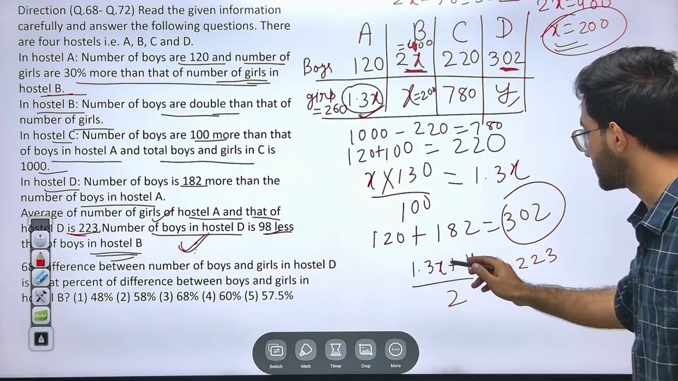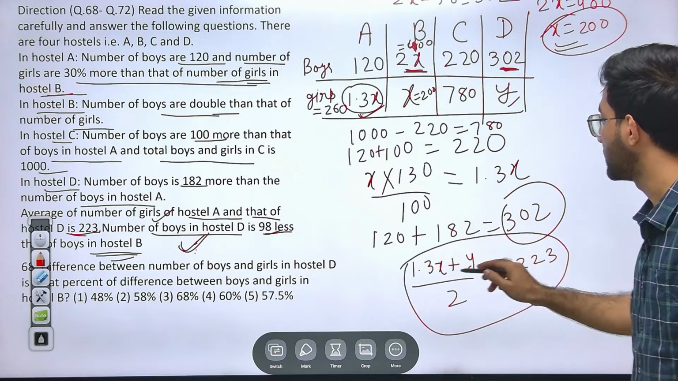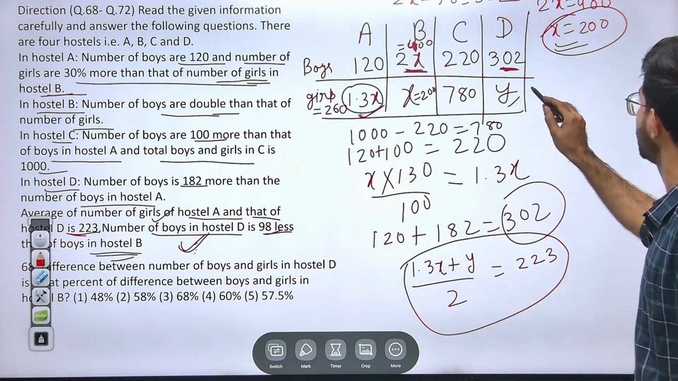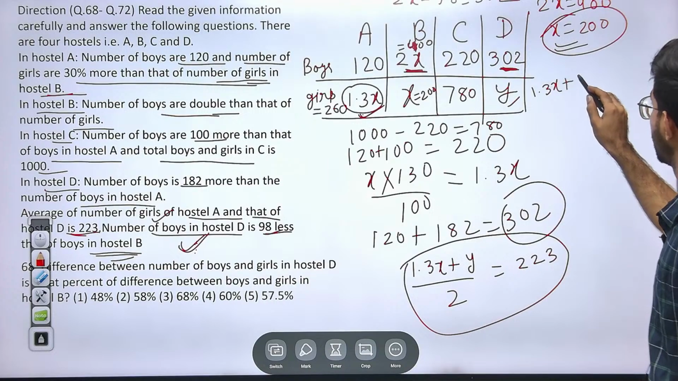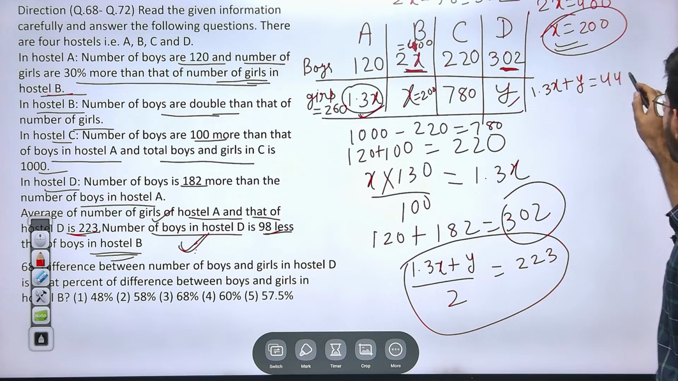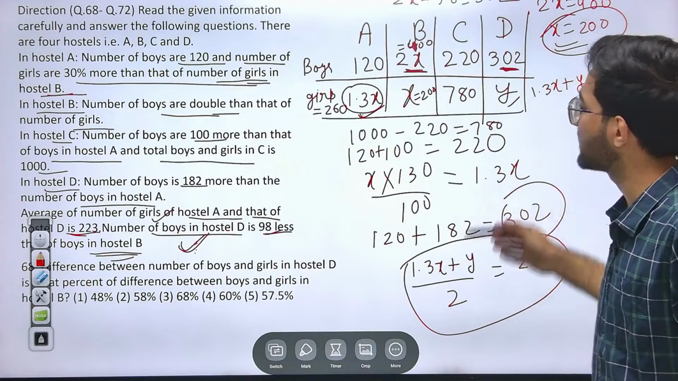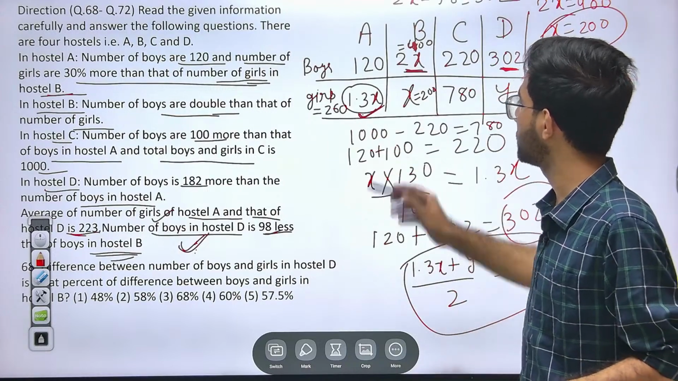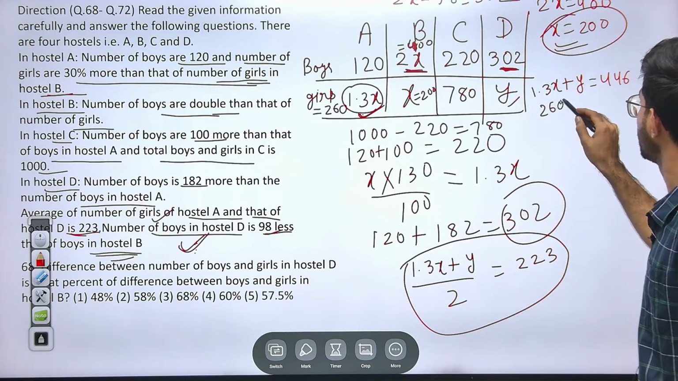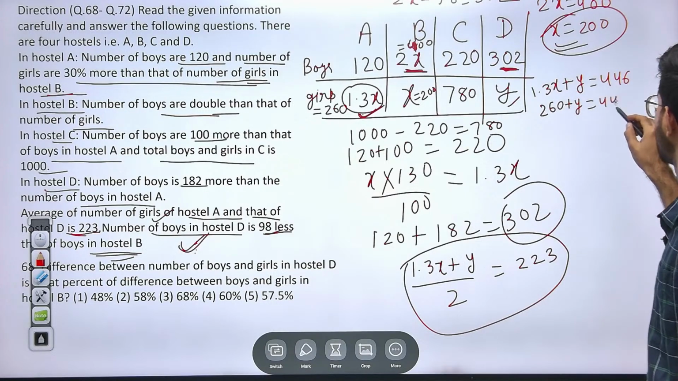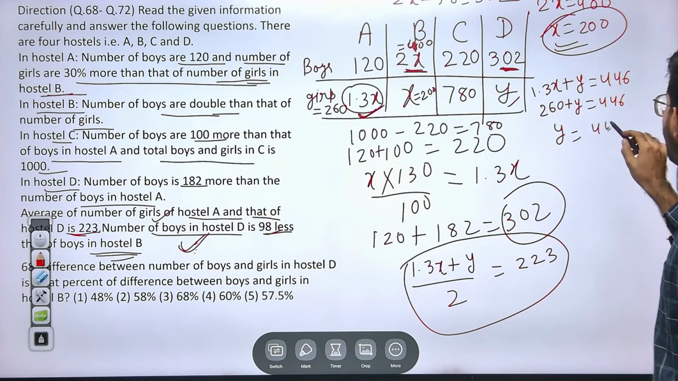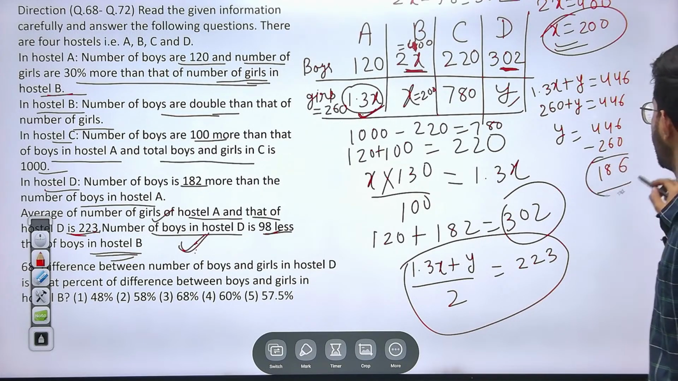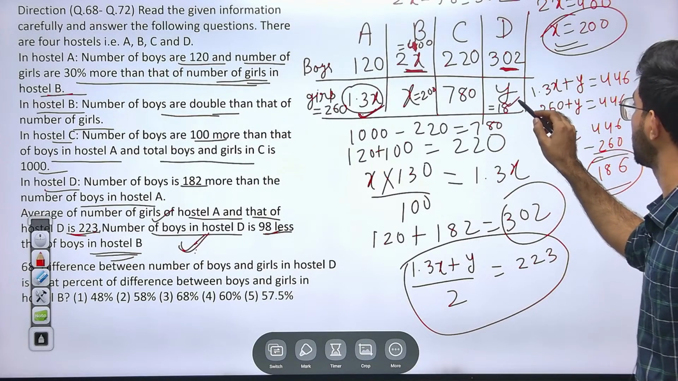Now let us look at this equation, that 1.3x plus y divided by 2 is equal to 223. So can we write it in this way, that 1.3x plus y is equal to 446, right? But we know the value of 1.3x, that is equal to 260. So basically 260 plus y equal to 446. So basically y equal to 446 minus 260, right? So obviously that value is equal to 186. So this value is equal to 186.